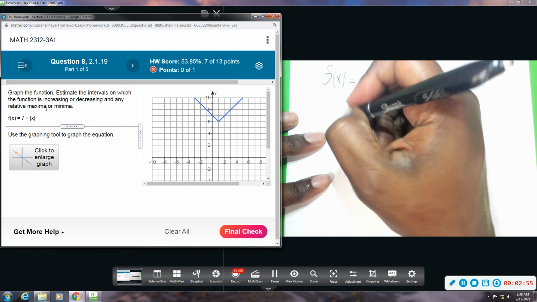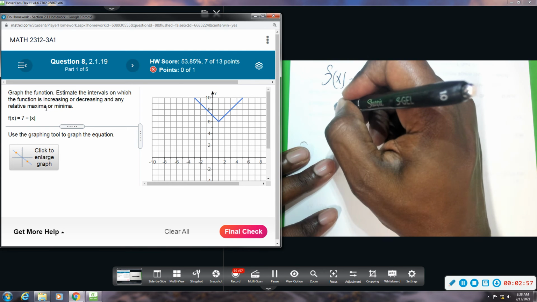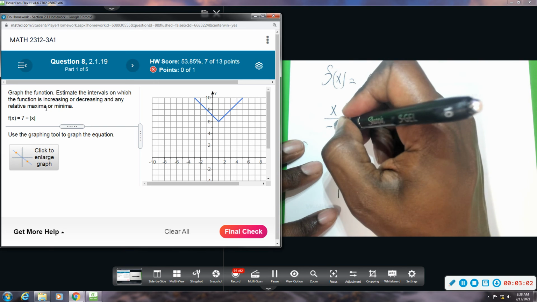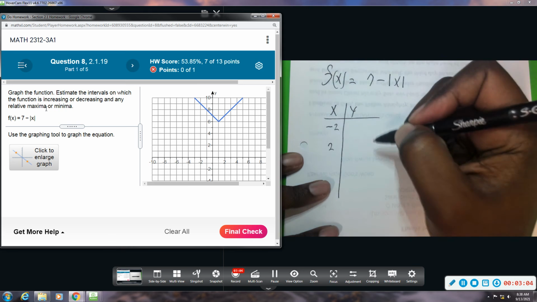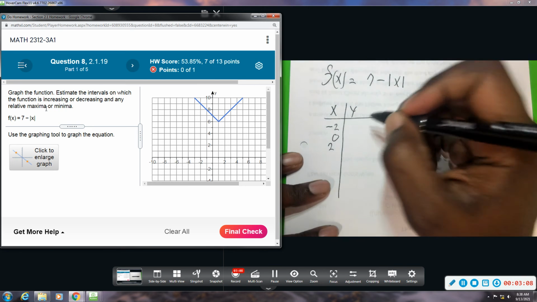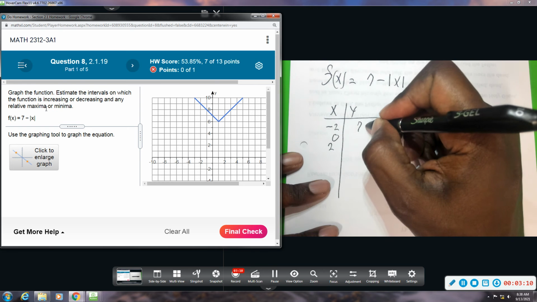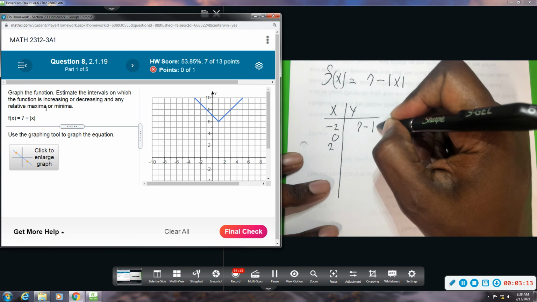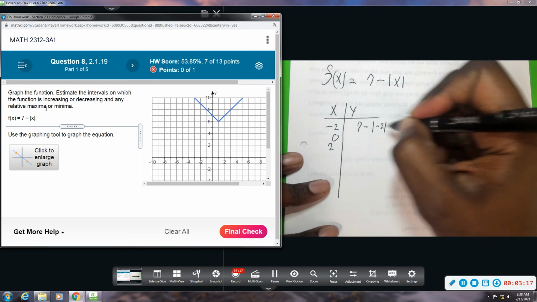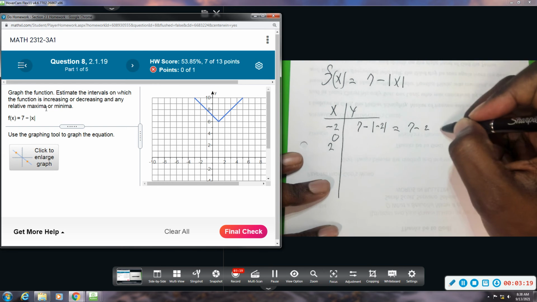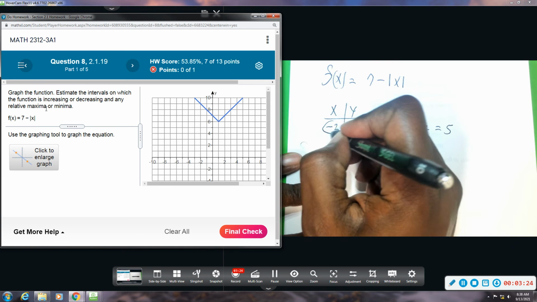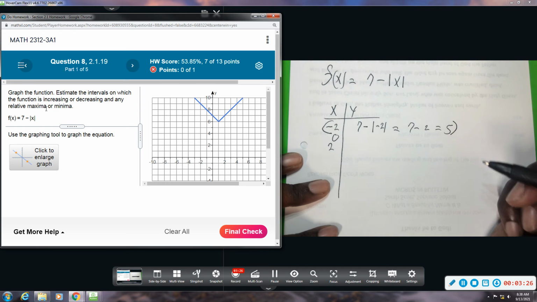All right, so all we need is a couple of points. Let's use x, y. We'll let x be -2 and +2. Let's also do 0 as well. -2, 0, +2. We're going to be plugging in these values. Absolute value will make a negative positive. So this will be 7 minus 2, which will give us 5. So we're looking at the ordered pair x is -2, y is +5.